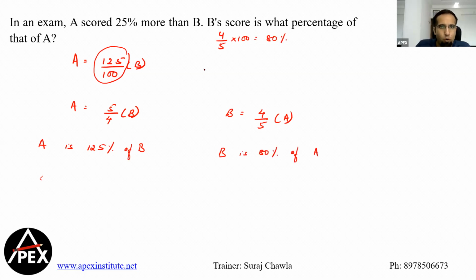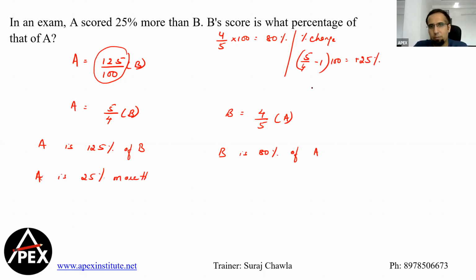Now, if 5 by 4 is a multiplying factor, what is percentage change? Can you quickly calculate and give me, guys? So multiplying factor minus 1 into 100. This will give you plus 25%. So this indicates A is 25% more than B. So from multiplying factor, you subtract 1 and into 100, which will be minus 20%. So I might say that B is 20% less than A.